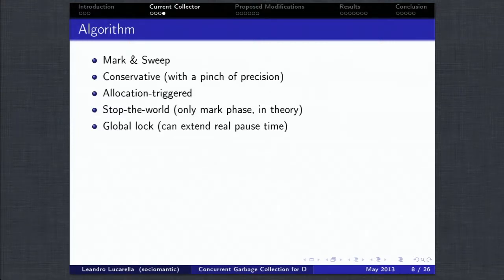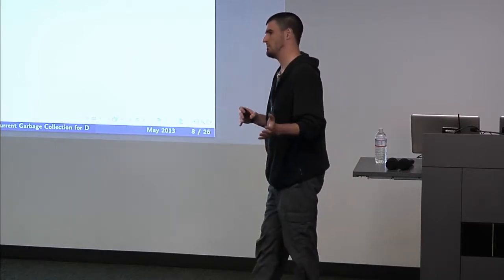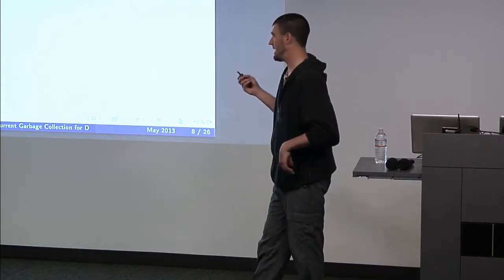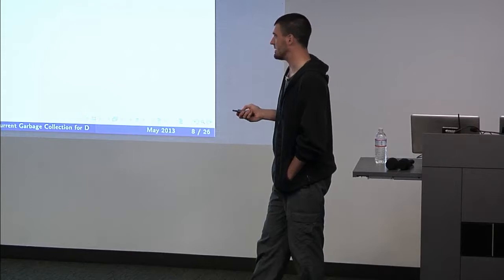It's triggered by allocation. As long as you don't allocate any memory, the garbage collector will never run. It's stop the world, as I mentioned before. When the collection starts, it stops all the threads, makes the collection, and then restarts the threads. The sweep phase can run in parallel, at least in theory.